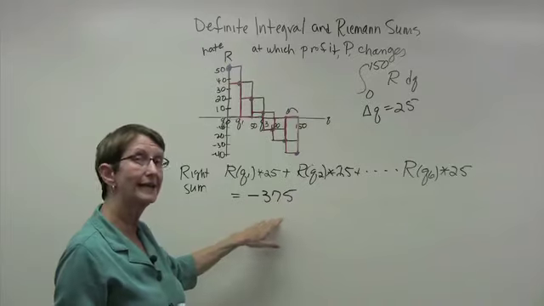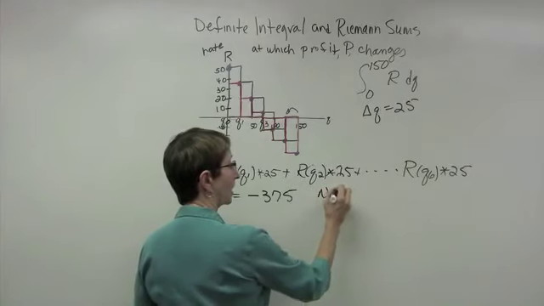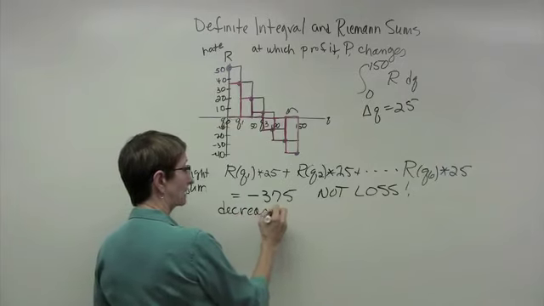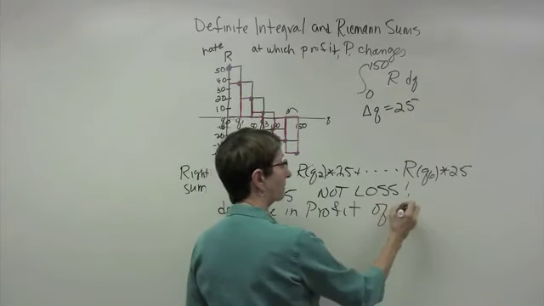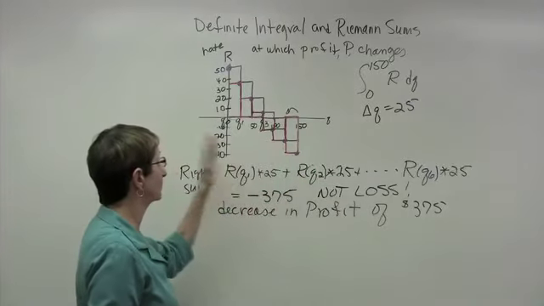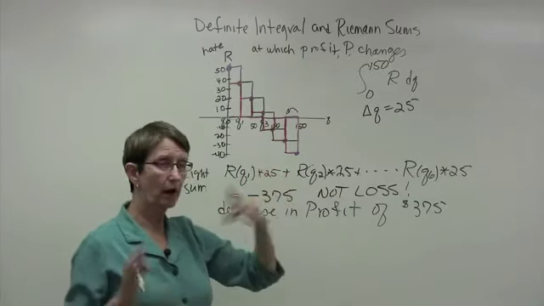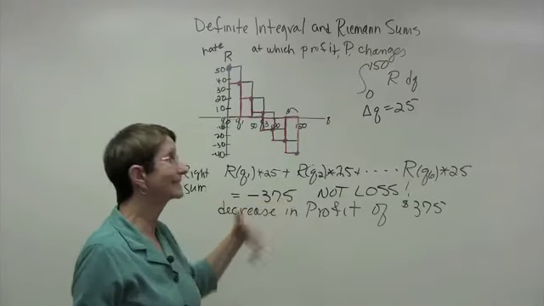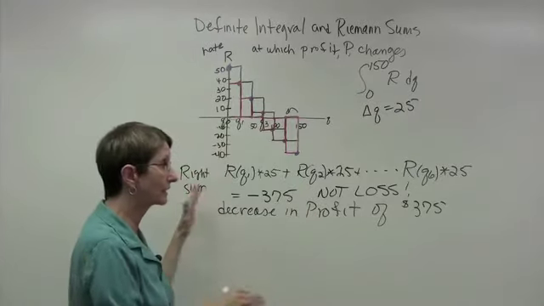sum, the total change is a negative number, but it's not a loss. This is not loss. This is a decrease in profit. So my total change for my right sum is a decrease in profit of $375 over that interval when we're producing and selling between 0 and 150 units. So we talk about profit and loss, but this is a total change in profit. So the change in profit is a negative number. Profit is going down. We still make a profit. We still are getting money. It's just that there is a change in profit.